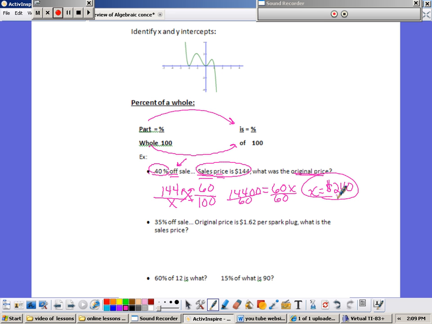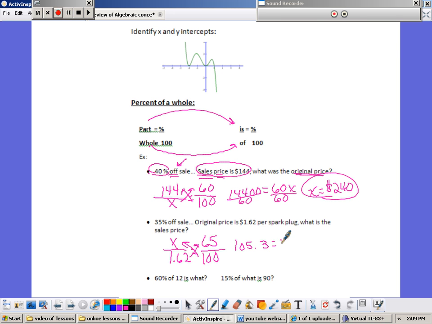Next one, 35% off sale. The original price is $162 per spark plug. What is the sales price? I don't know the part, but I know the whole. Now I have two choices here. I can put the 35% up there, but that will not give me my answer. That will tell me how much I took off. Then I'll need to subtract that from the 162, and that's fine. You can do that. Or you can use the logic I used on the last question: if I got 35% off, I paid 65%. So if I put 65 here and cross multiply, I'm going to get the answer right away and not have to worry about subtracting later.